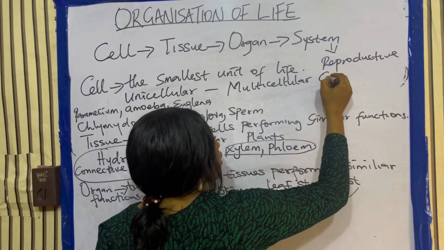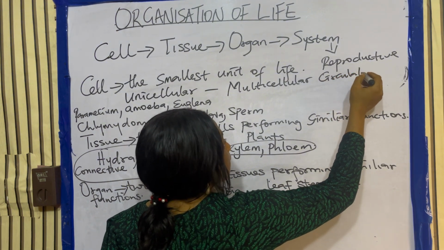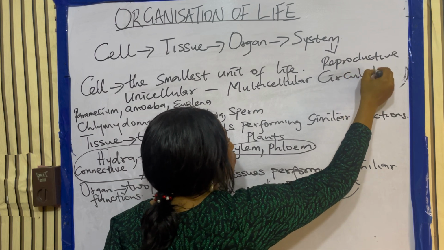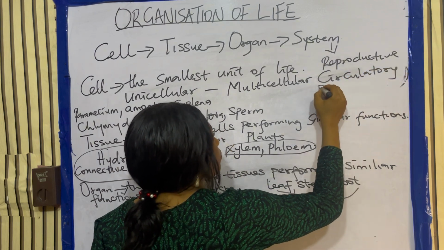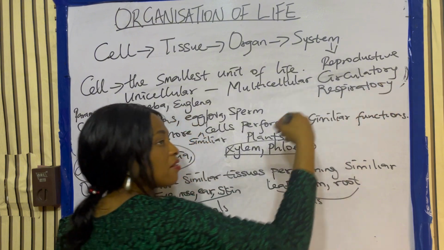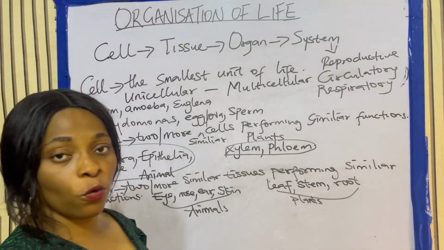Examples of systems are: you have the reproductive system, the circulatory system, the respiratory system, so many of them. You have the excretory system, and so on and so forth.